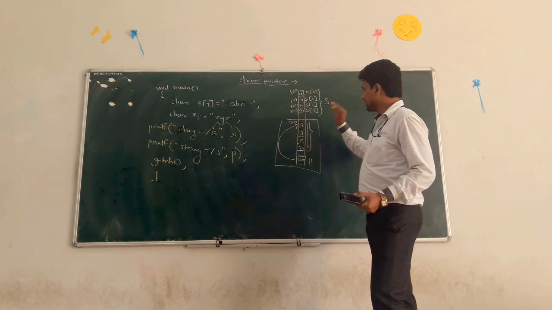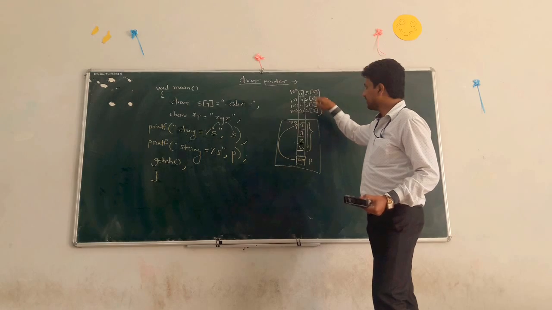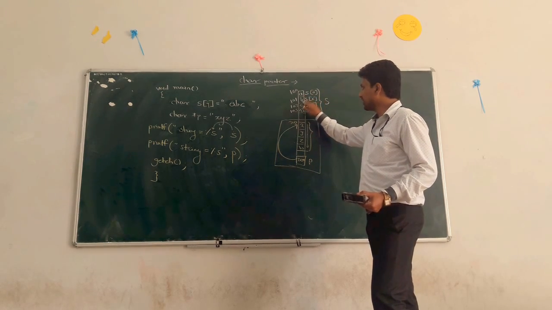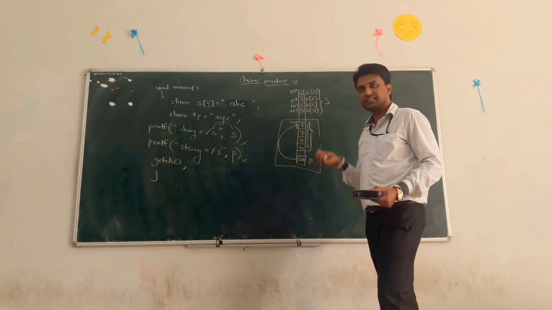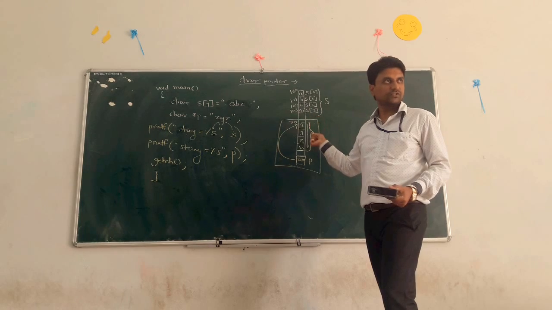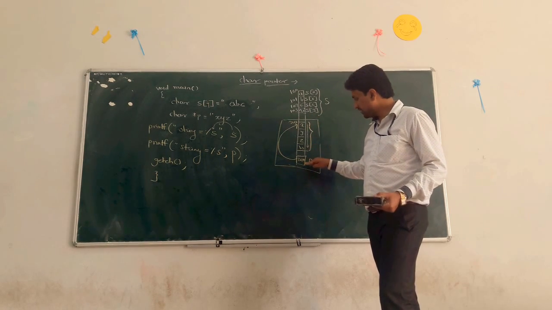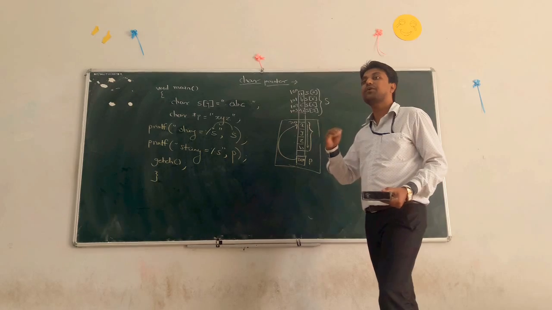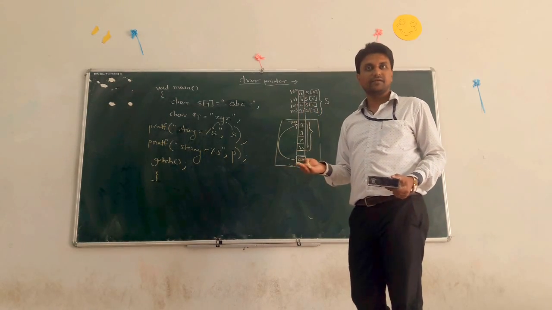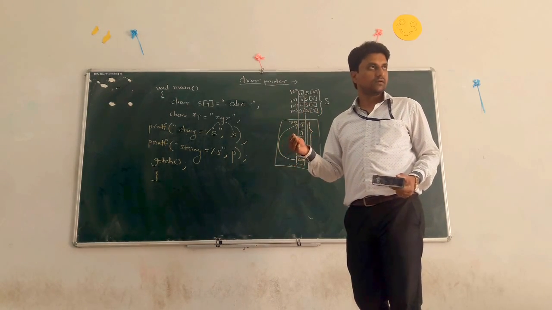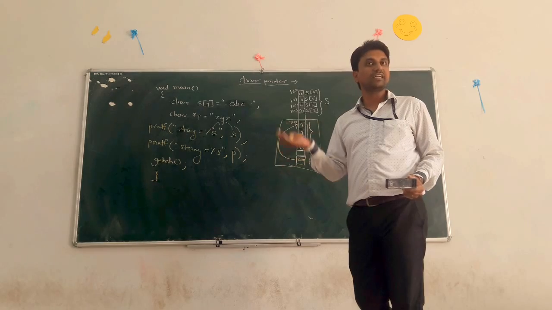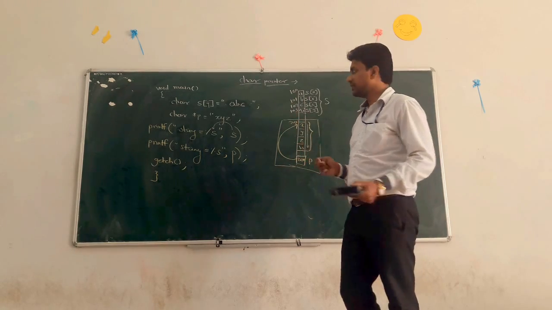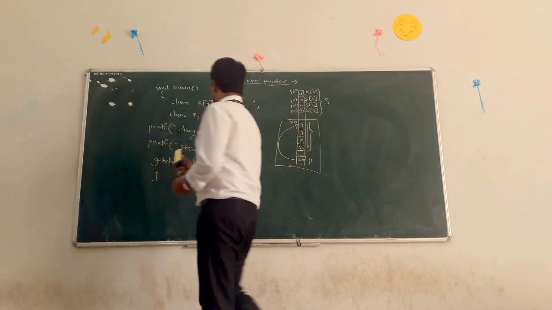Another way, here we can access any character: s1 gives you b. A single character we can access using the array. In a similar way, we can access single characters using p also, by using pointer increment p++. That gives the value at that address location.